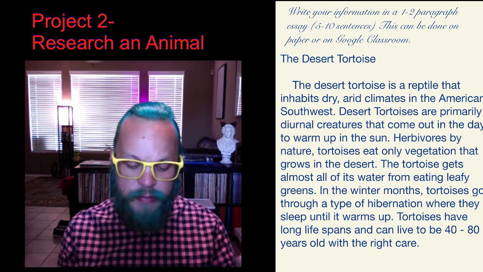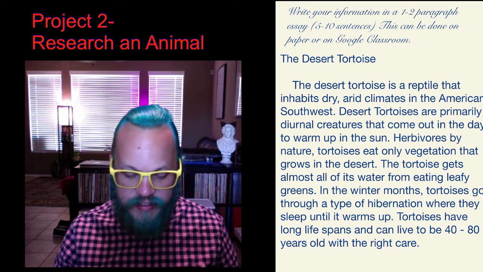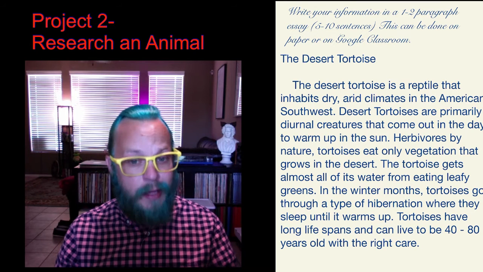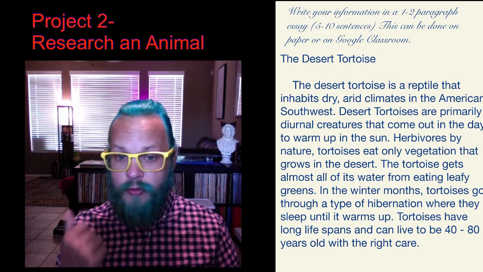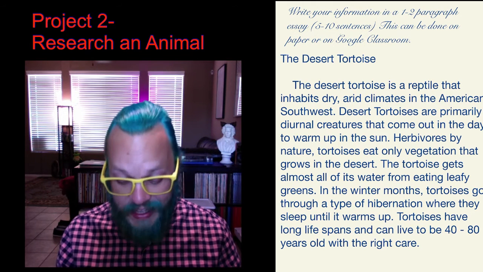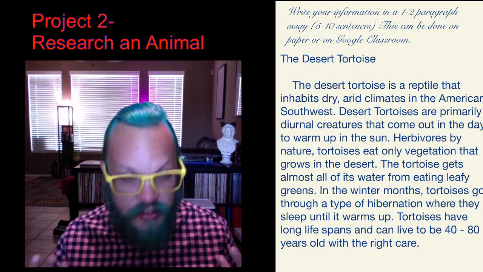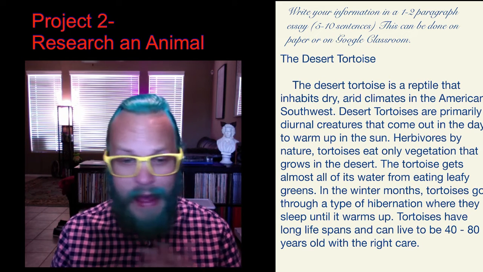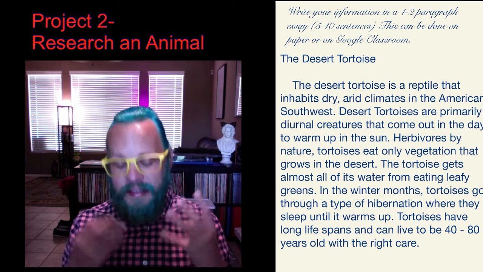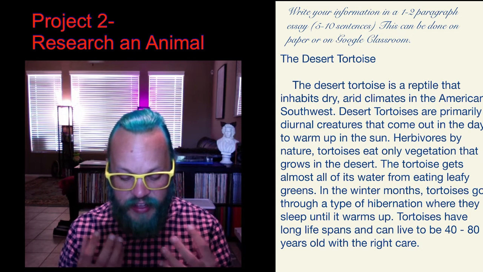The desert tortoise is a reptile that inhabits dry, arid climates in the American Southwest. Desert tortoises are primarily diurnal creatures that come out in the day to warm up in the sun. So already I've told you that it's a reptile, that it lives in the Southwest in the desert, and it comes out during daylight. They are herbivores by nature. Tortoises eat only vegetation that grows in the desert. And they'll eat whatever vegetation that is, any small bits of grass or whatnot, but they only eat plants. And they absorb all of their water through the grass and vegetation that they eat.